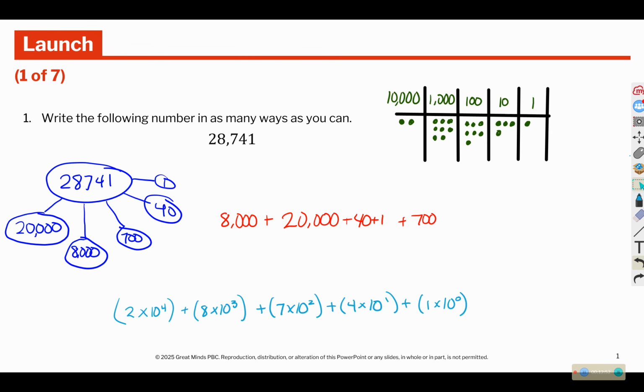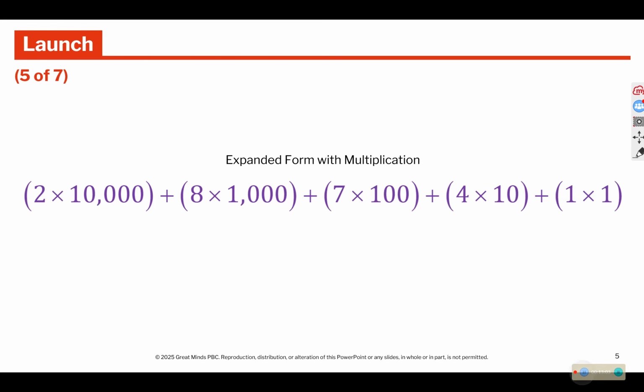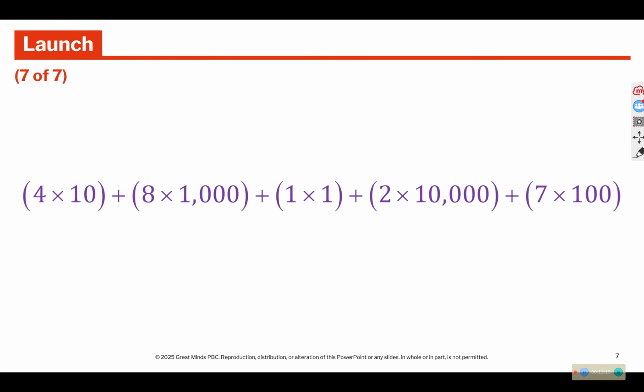We're going to work with decomposing or breaking apart numbers to multiply using various methods. Here's another way that you could write it in expanded form with multiplication. Rather than using the exponents with the tens, they've shown the place values of 10,000s, thousands, hundreds, tens, and ones. And again, we can change the order, but the value will stay the same. There's still 10,000s, thousands, hundreds, tens, and ones places.